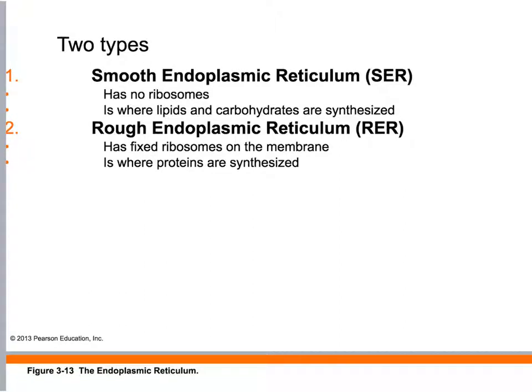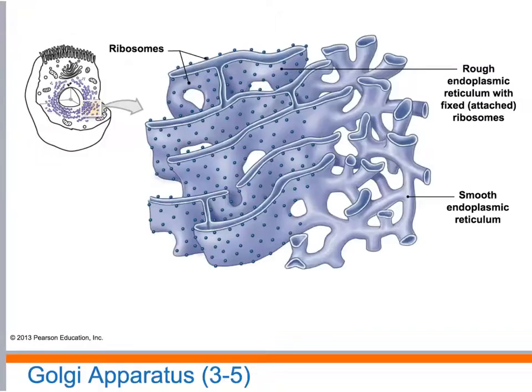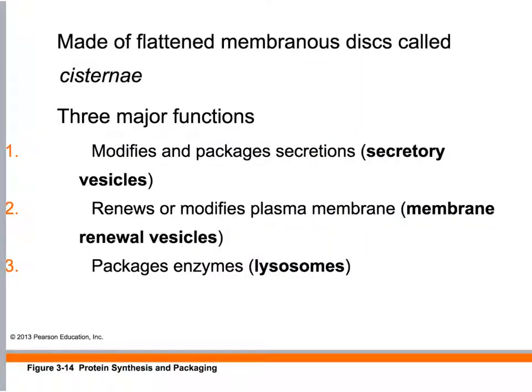There are two types of ER. There's the smooth ER, SER. It has no ribosomes, and it's where the lipids and carbohydrates are made. And then the rough ER, the RER, has the fixed ribosomes, and this is where the proteins are made. Here's an image of the ER, and you can see the smooth and rough ER.